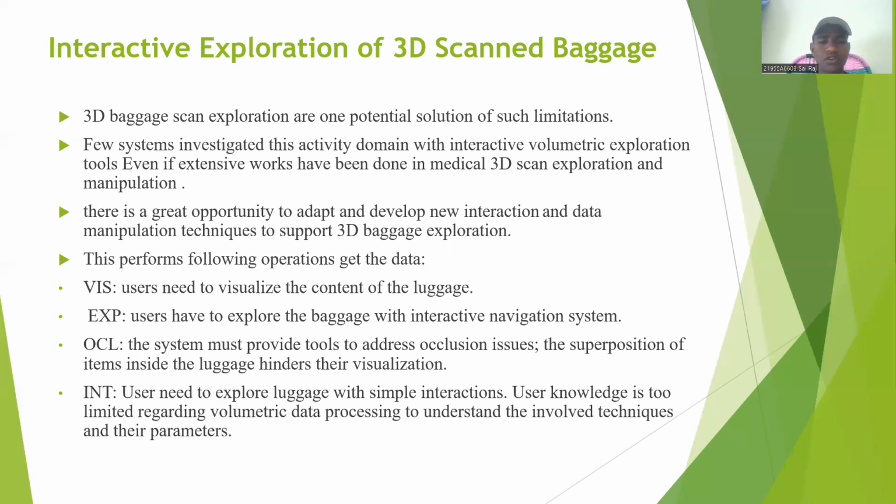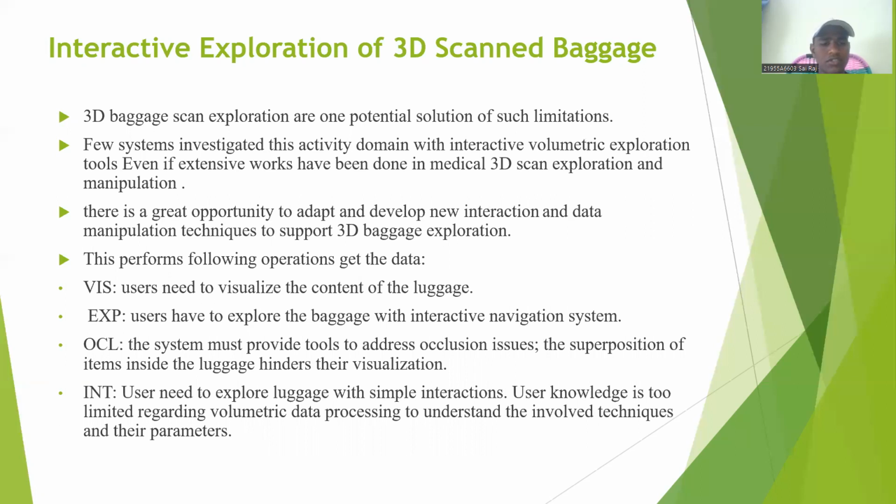This performs the following operations. First, get the data in the bag, then visualization: the user needs to visualize the content of the luggage. Next, exploration: the user has to explore the baggage with an interactive navigation system. Next, occultation: the system must provide tools to address occultation issues, the superposition of items inside the luggage hiding each other, and visualization.